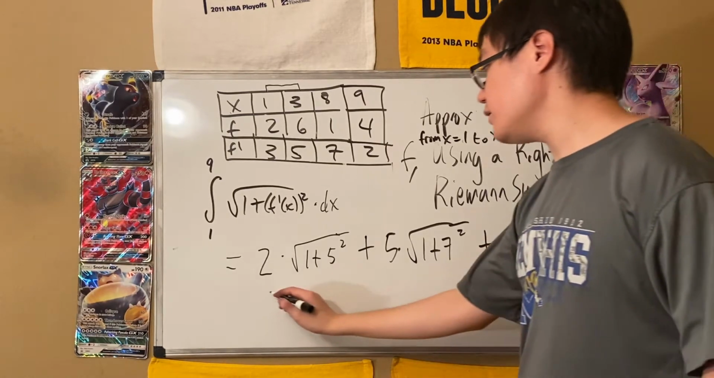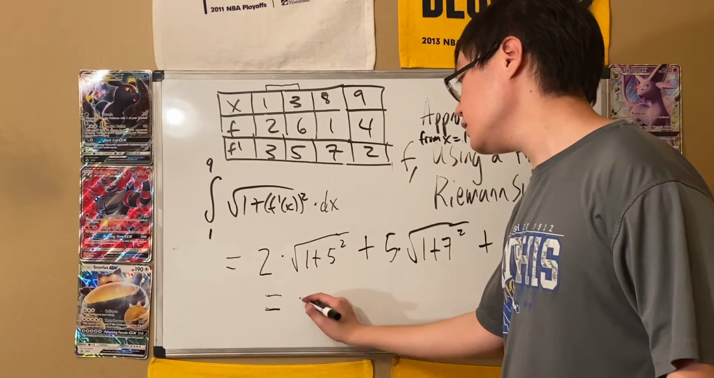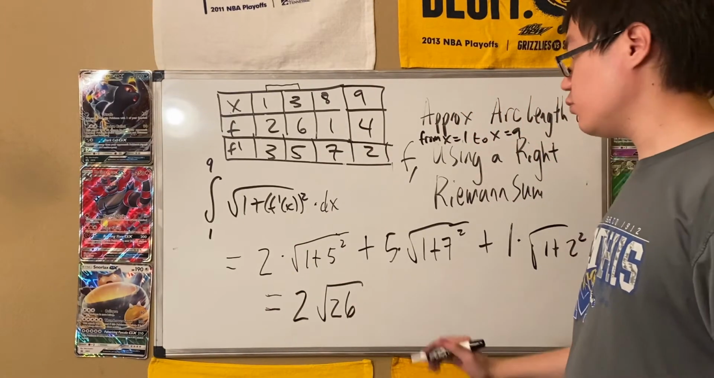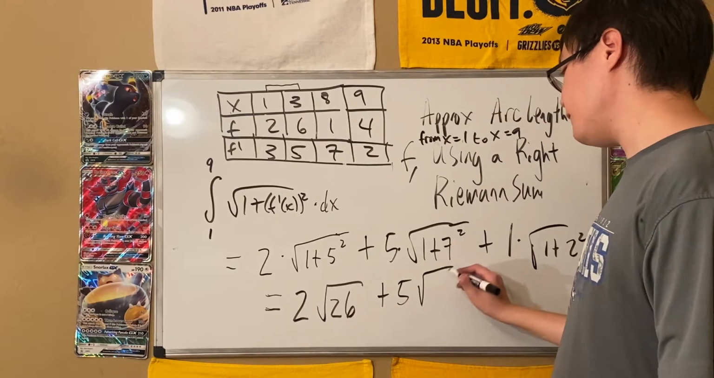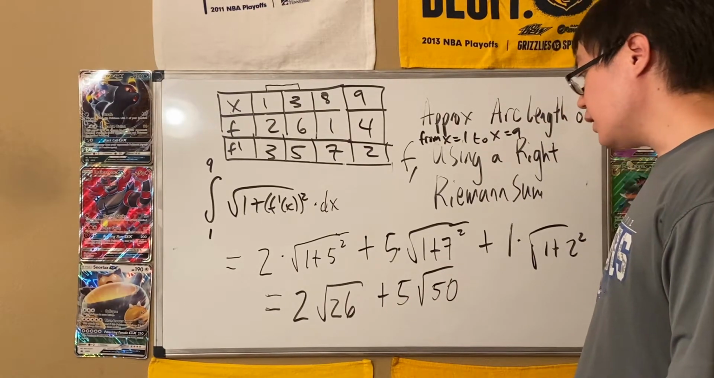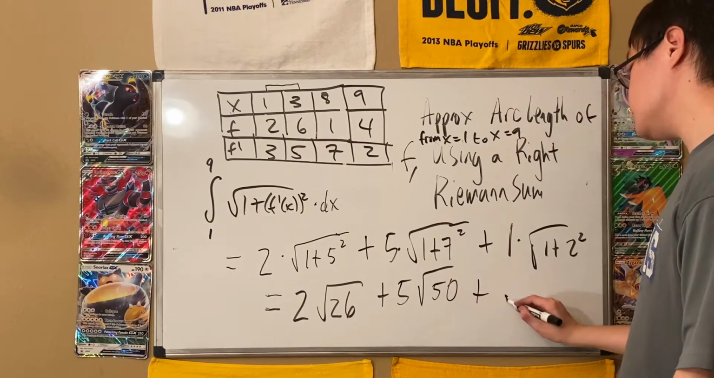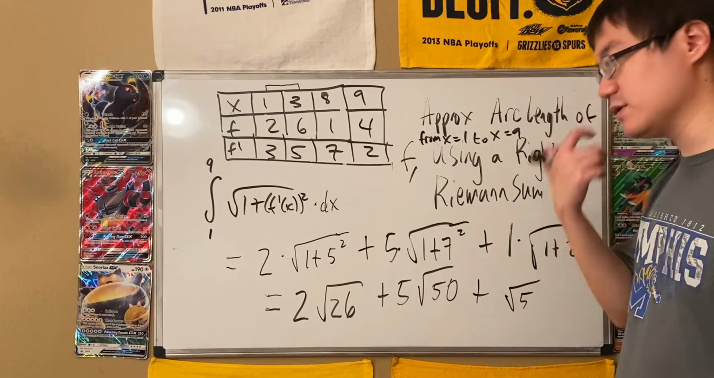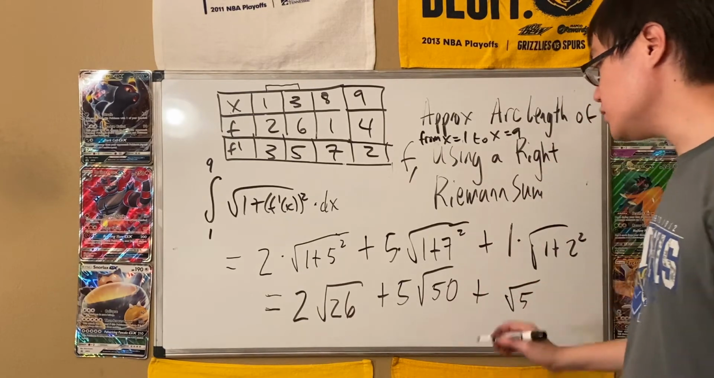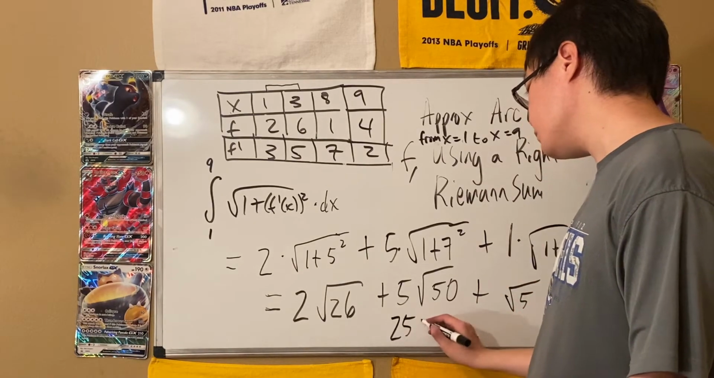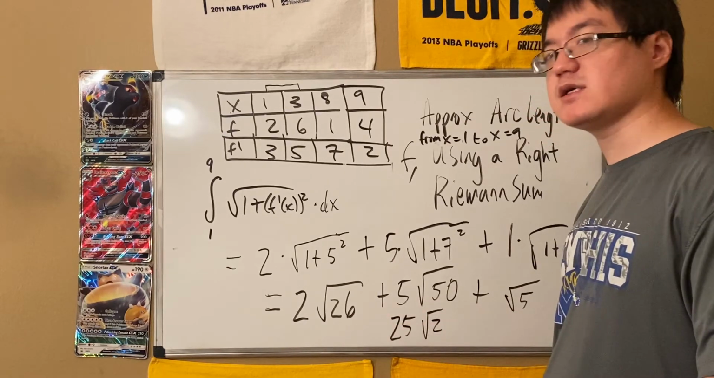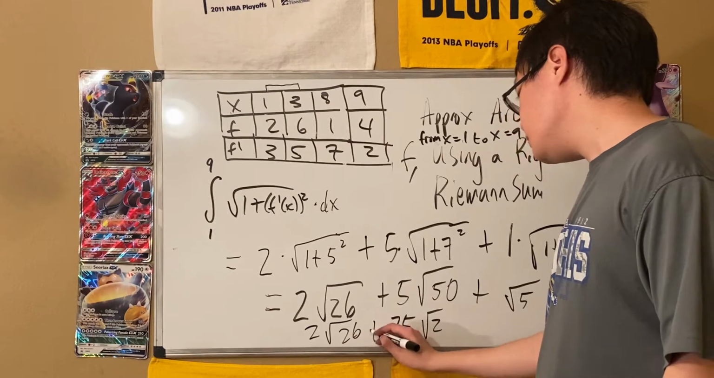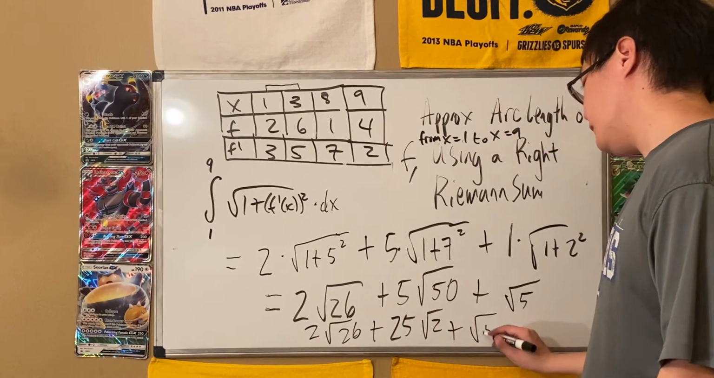If you want, you can simplify this, of course. You might see this in an answer choice. This is going to be 2 square root of 26, plus 5 square root of 50, and then finally plus 1 square root of 5. I think 50 you can simplify because it's 5 times 5 times 2. So you can take out a 5. So this becomes 25 root 2. Can't really simplify 26 because it's 2 times 13. So we're going to write this. And then again at the very end, square root of 5.